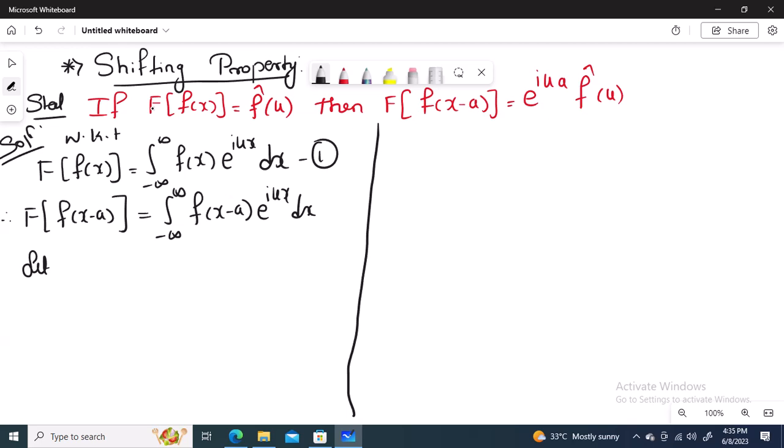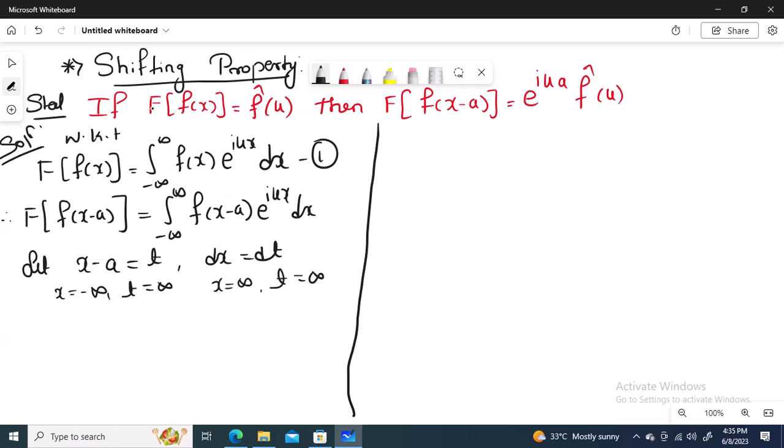So here the extra term is x − a. This has to be eliminated. So how to eliminate? Let x − a equal to t. Then dx equals dt, because x becomes dx, a becomes 0, t becomes dt. The limits: when x equals minus infinity, t is also minus infinity. When x equals plus infinity, t is also plus infinity, because infinity minus something is again infinity.